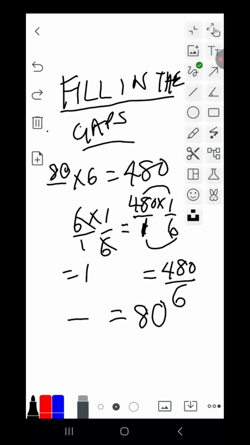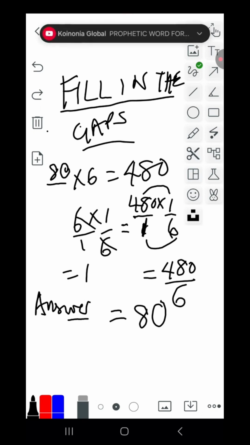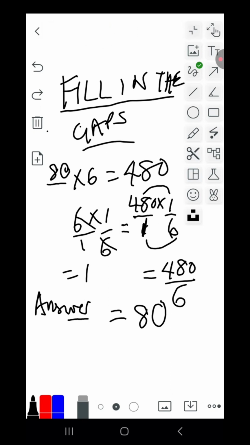8 times 6 is 48. So 80 multiplied by 6 equals 480. So that tells us that the missing number is 80. Sorry, the missing number is 80, not 480, because we've already gotten our answer. And I hope that helps. Now what I need you to do is try your best to solve different questions in multiplication.